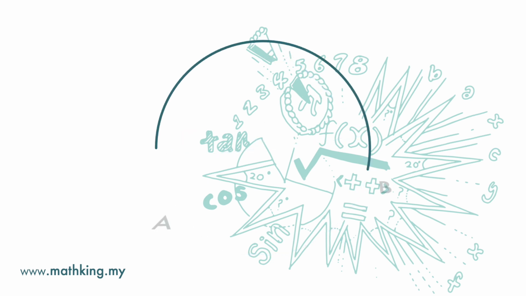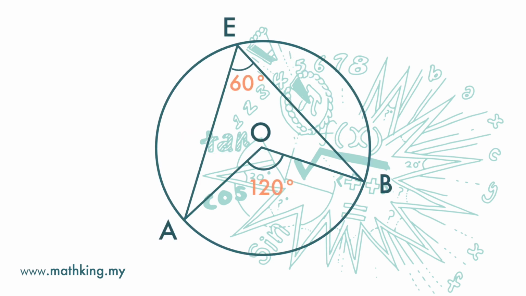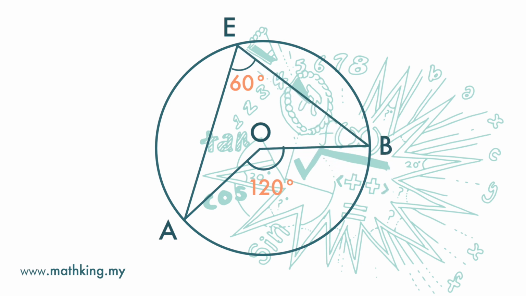Let's start with a diagram that we are familiar with. Here, the angle at the center is 120 degrees. Then, the angle at the circumference is 60 degrees. Let's move point B up a little bit. Now, the angle at the center is 140 degrees. Then, the angle at the circumference is 70 degrees.